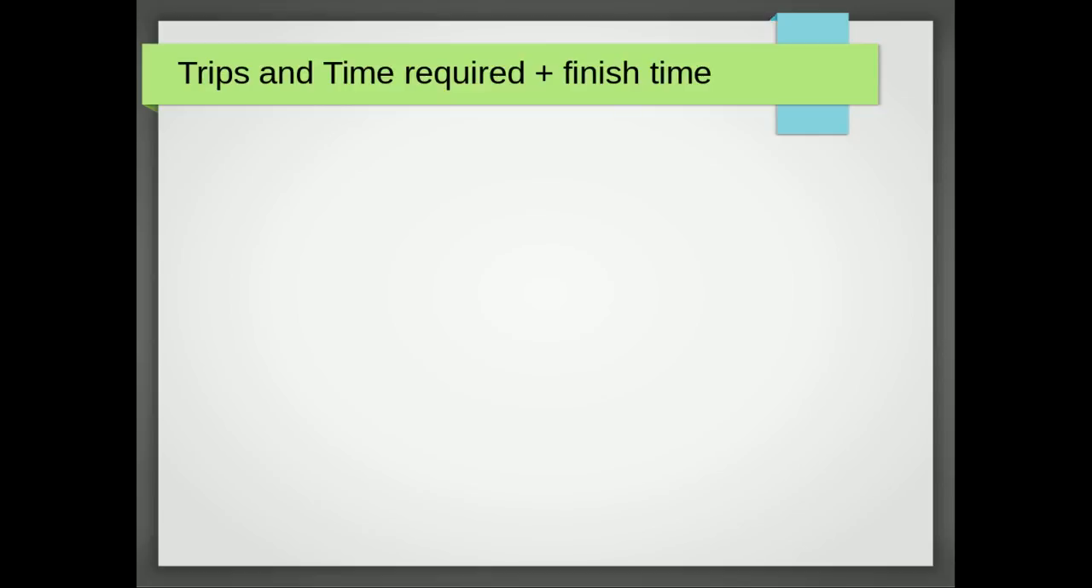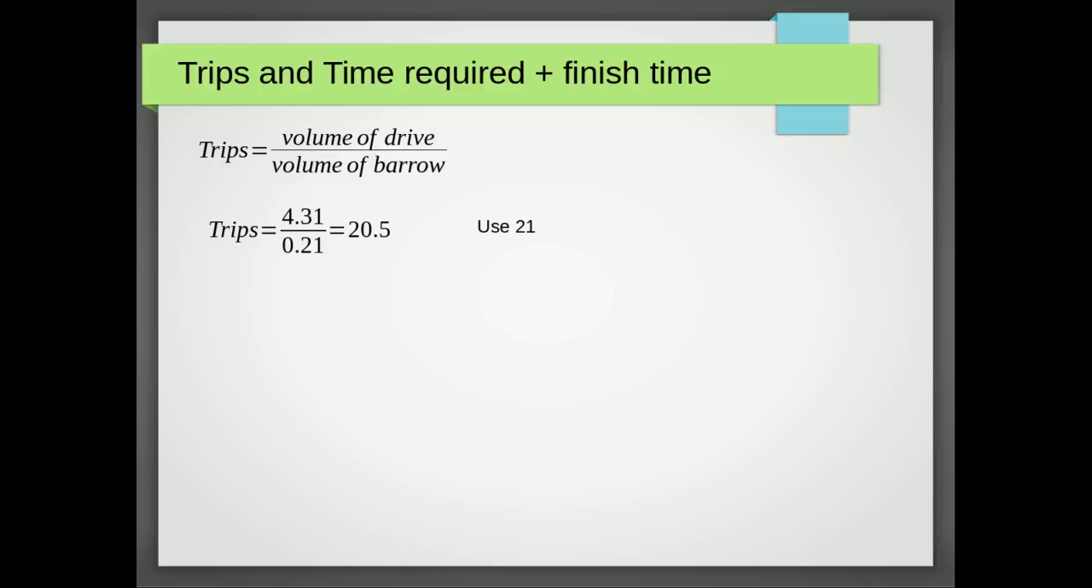Okay, so let's work out what time Jory's going to finish his work. The first thing we need to do is work out the number of trips. And to get the number of trips, we're going to have to do the volume of the drive divided by the volume of one wheelbarrow, because that will tell us how many times he's got to do it. So that's going to be 4.31 divided by 0.21, and we get this number of 20.5. Now, we're not going to do exactly 20.5 trips. We're not going to stop halfway along. So we're either going to do 20 trips or 21 trips. Well, 20 trips will not give us enough tarmac, so we're going to have to use 21.